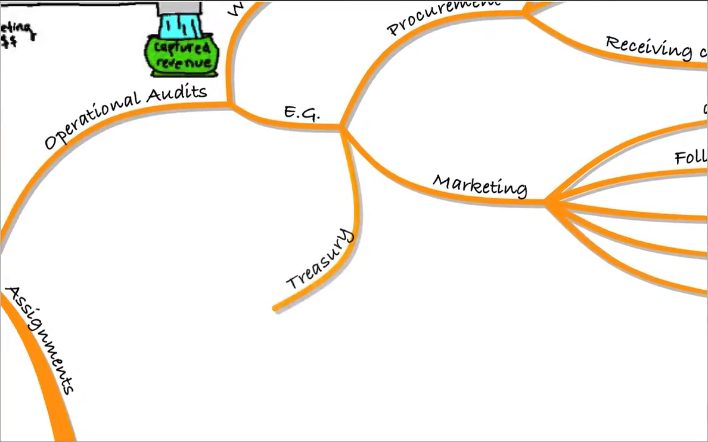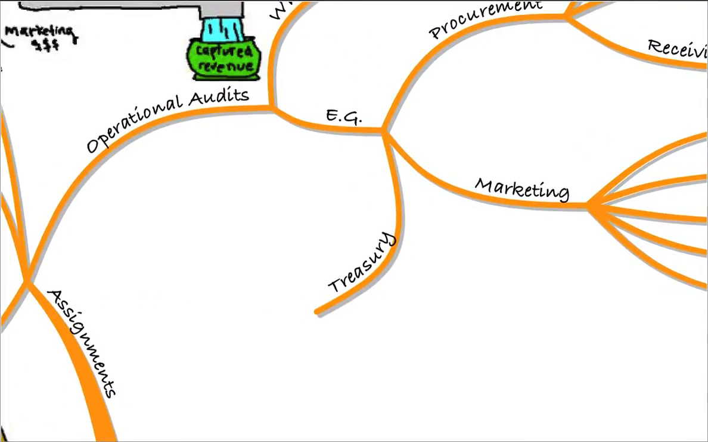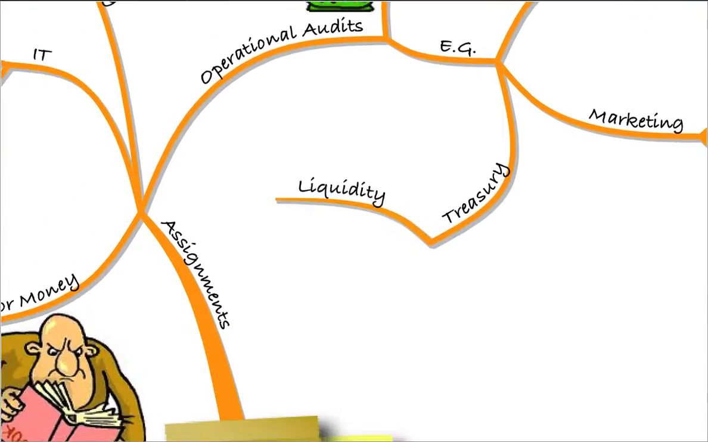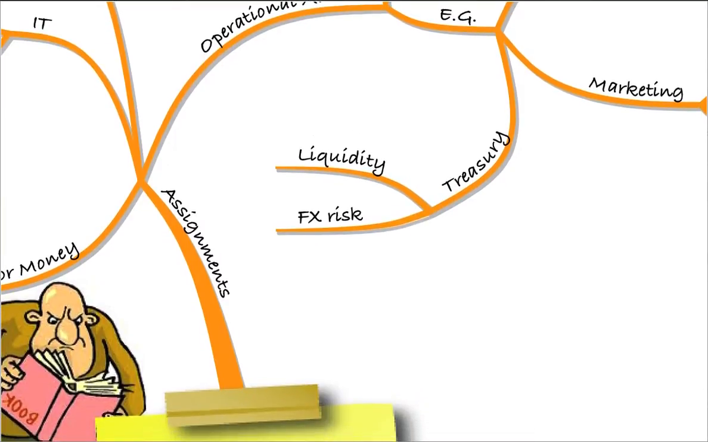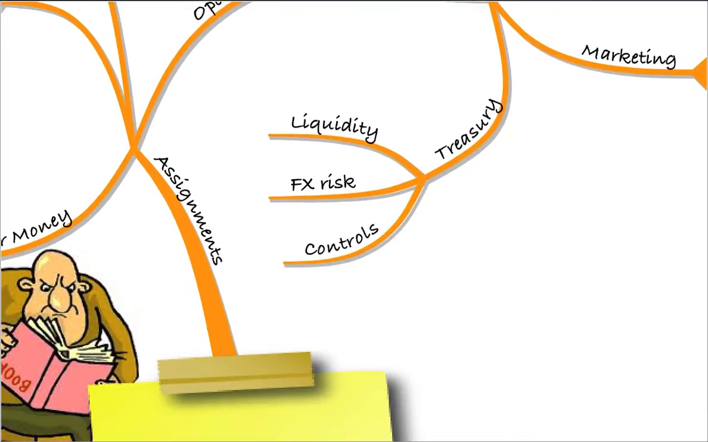What about the Treasury department in the organisation? Well, this is an area where there have to be controls. Treasury, remember, is dealing with the liquidity of the business, the cash flows. They'll also be thinking about the foreign exchange risk, so they'll be buying and selling lots of foreign currency. And the key in Treasury is controls.